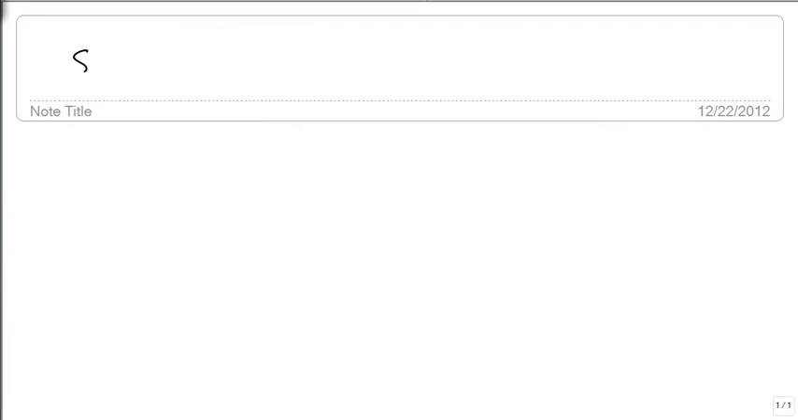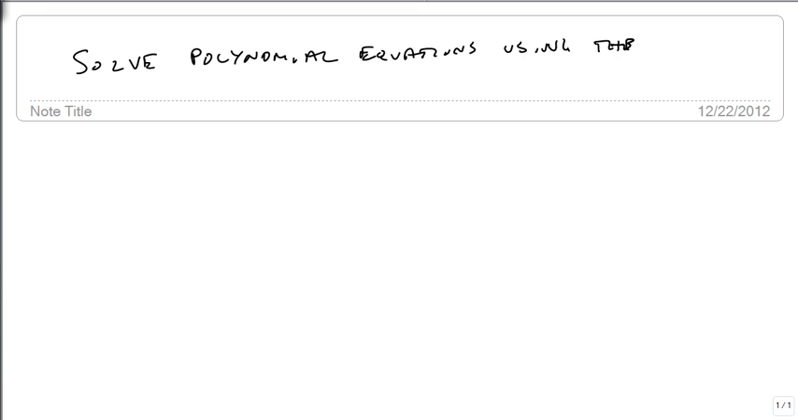We are going to solve polynomial equations using the zero product rule. And so first we've got to define what the zero product rule is.